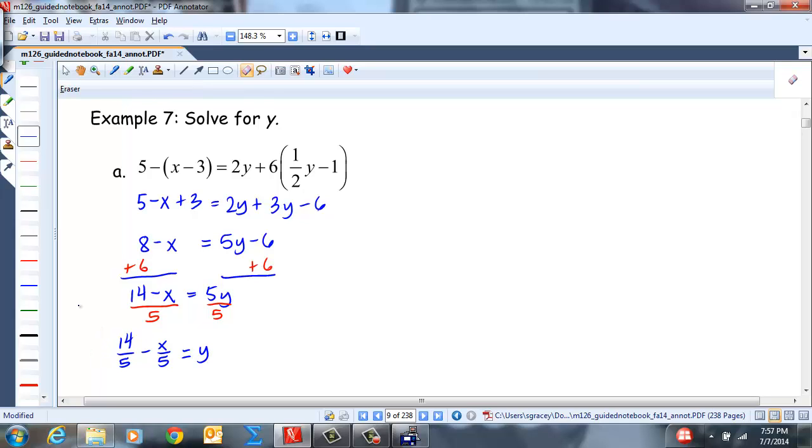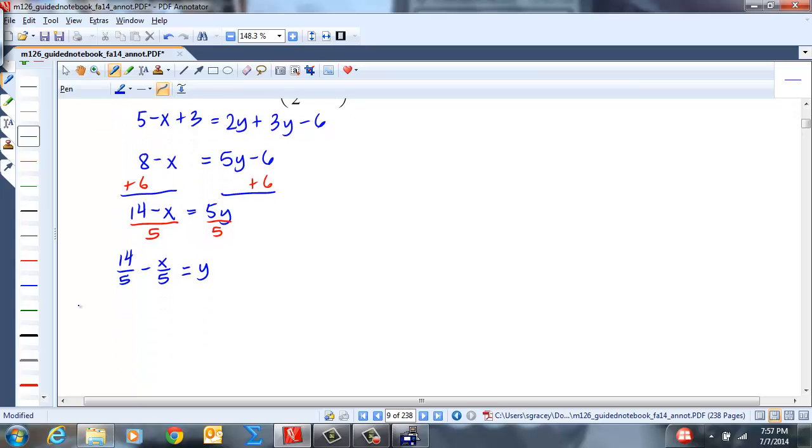Whoops, there shouldn't be an equals there. And then writing it a little prettier, I'm going to write this as negative x over 5 plus 14 over 5. And y is isolated.